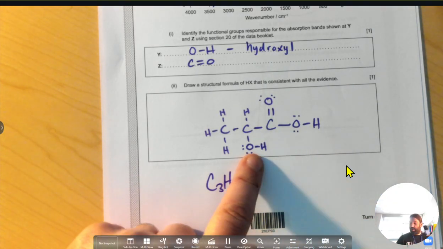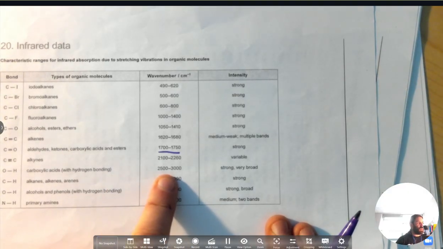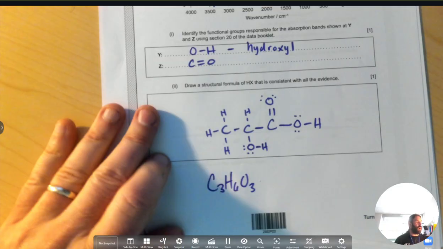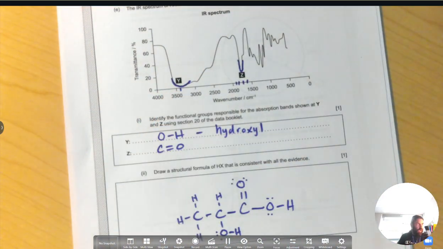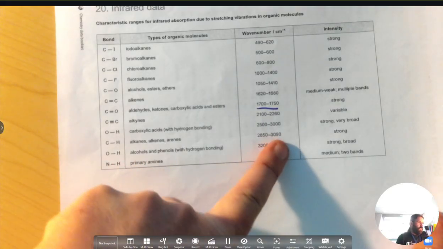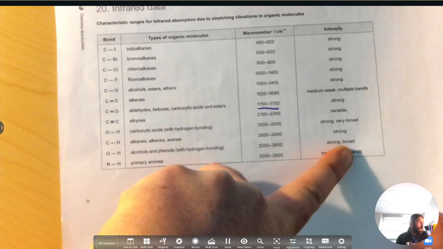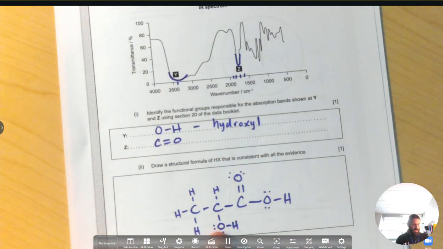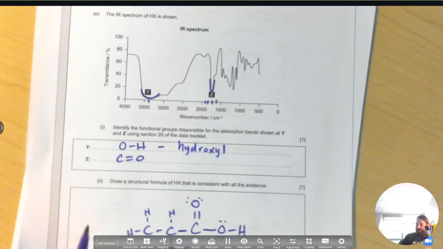This OH would make an absorption. Where is it? Right there, or somewhere between 2500 and 3000. You can see in Y that it's past 3000. The other OH in the alcohol or phenol would be between 3200 and 3600. It's broad, right? So that tells us that Y is for that one. Again, they don't ask. If they don't ask, don't tell.